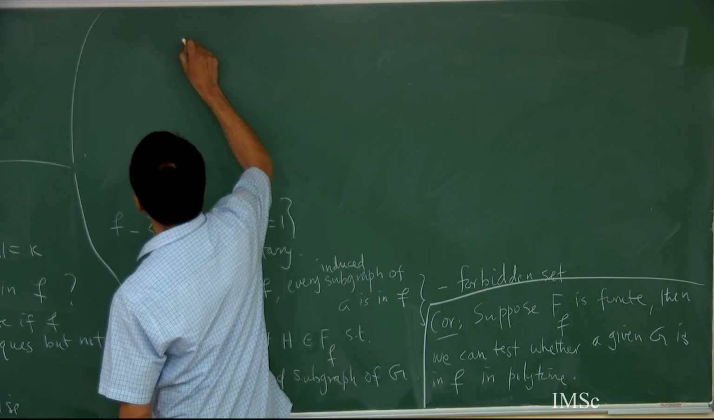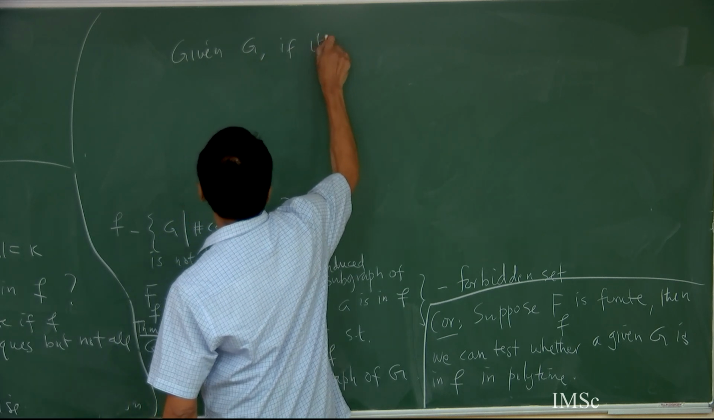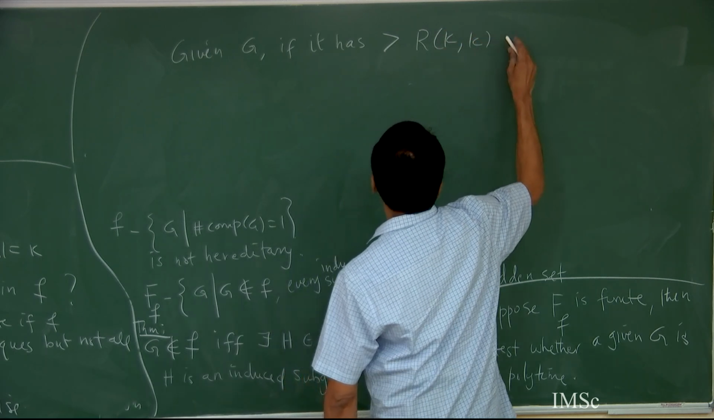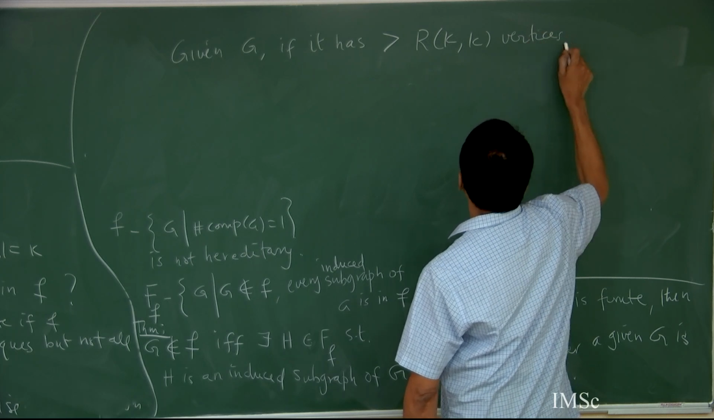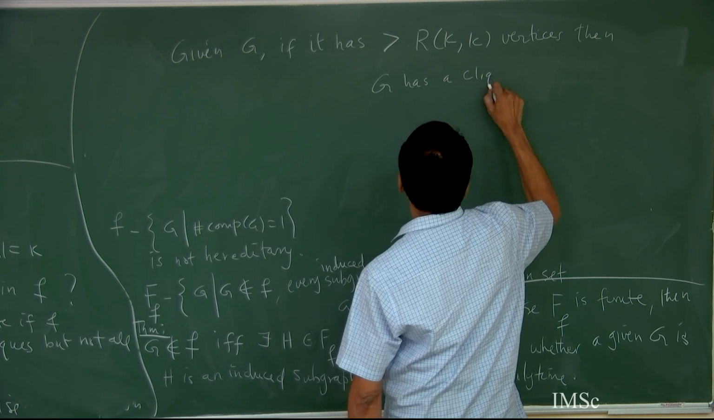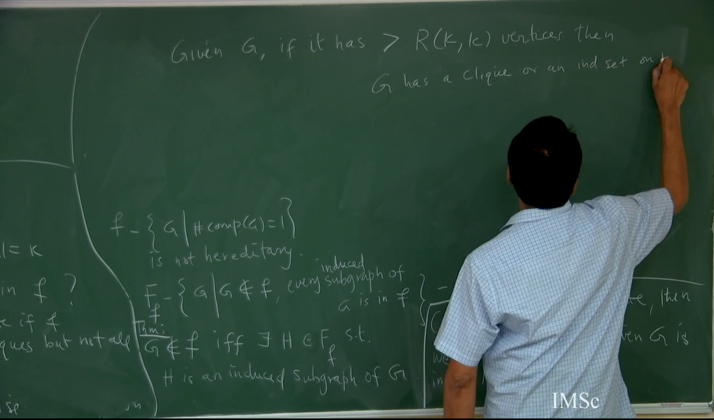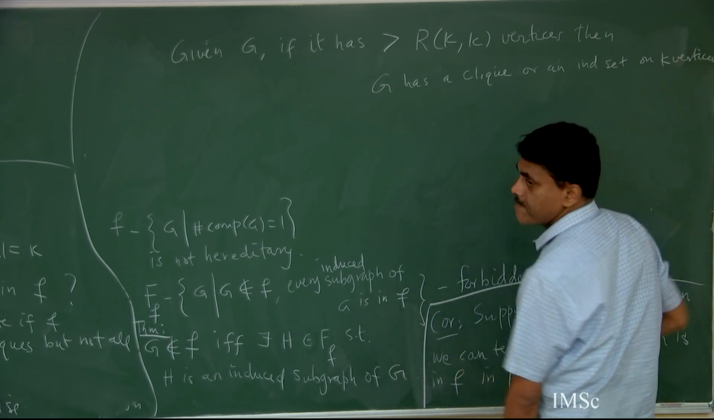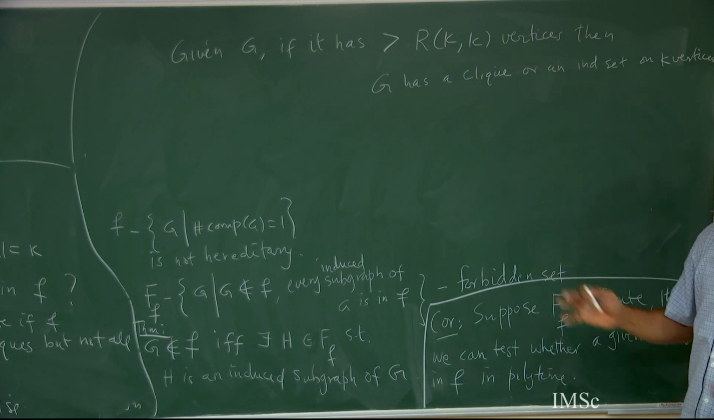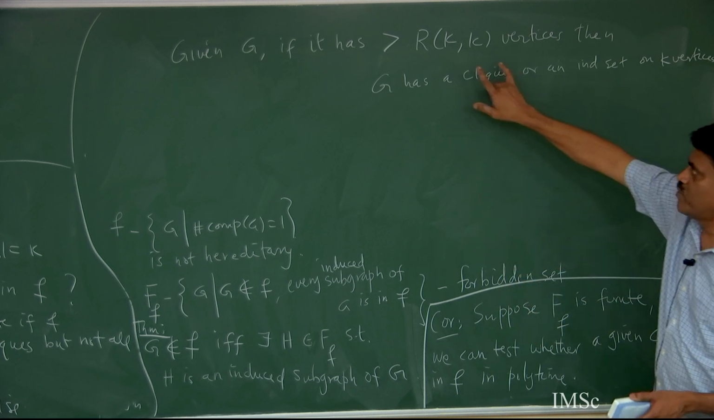Okay, so given G, if it has more than this Ramsey number, then G has a clique or an independent set on k vertices, right? That is the definition of R_k. If you have not seen what this Ramsey number is, it is the definition of that. What is the minimum number of vertices in a graph we should have, so that you can talk about R_ij?